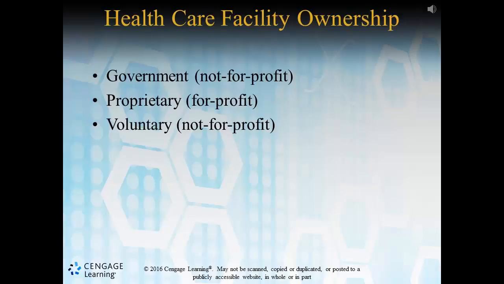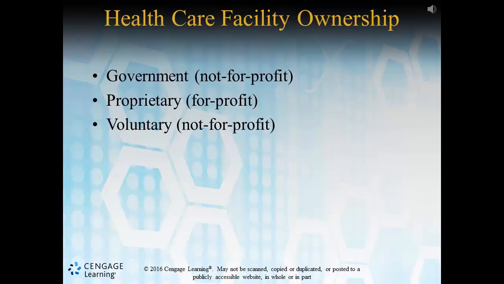Now that we understand how care is classified, let's move on to how healthcare organizations are classified in terms of ownership. We can classify healthcare organizations into 3 main categories: government, not-for-profit; proprietary, for-profit; and lastly, voluntary, not-for-profit. Government-supported hospitals represent roughly 25% of healthcare organizations across the U.S. The VA is a perfect example of a healthcare organization in this specific category. The Department of Defense is another.